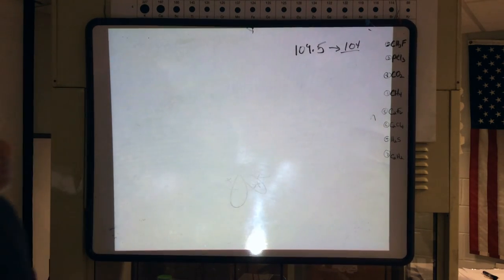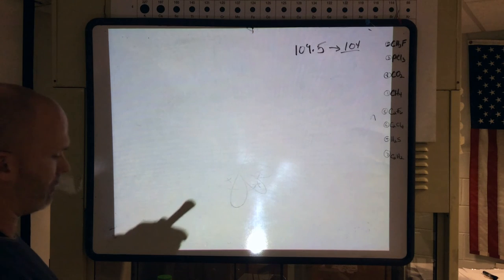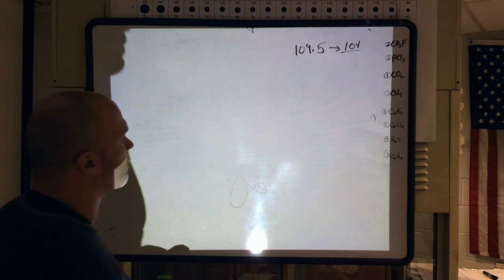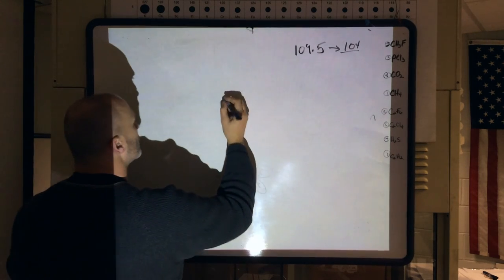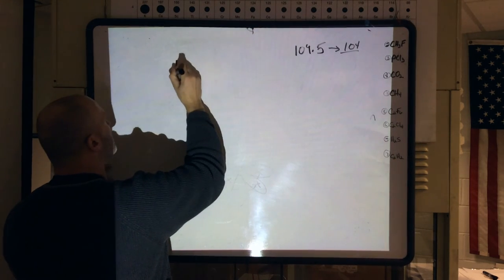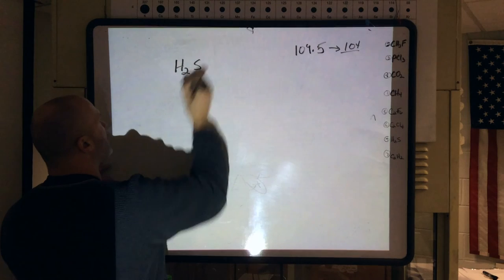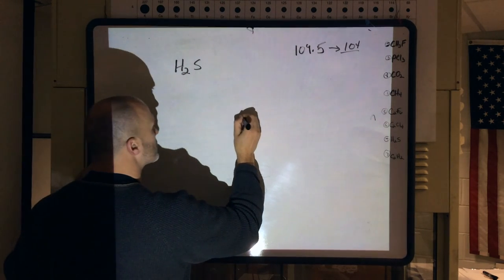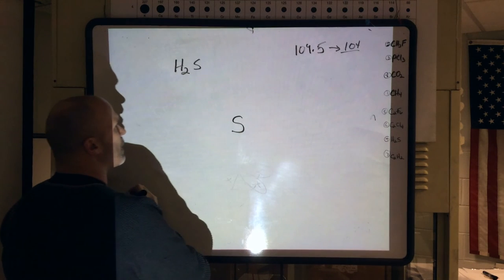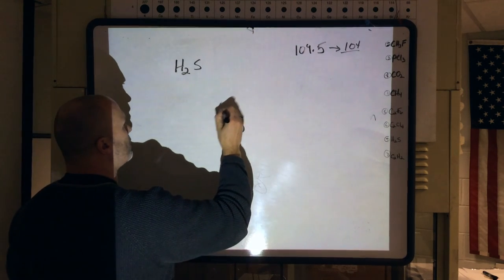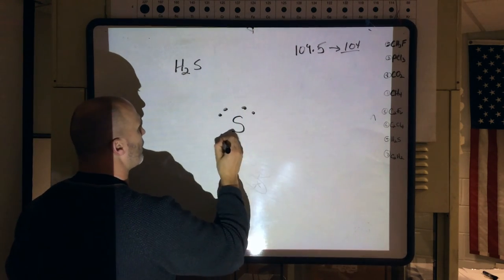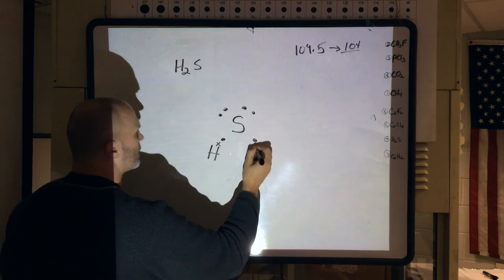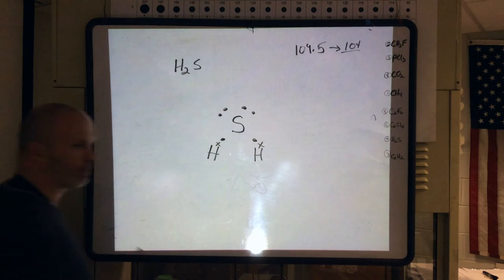So now we're going to get to number four. H2S. I like this one. Okay, H2S. So we know hydrogen's terminal, so now we're left with sulfur. So sulfur's in the middle, and it has 6 valence electrons. 1, 2, 3, 4, 5, 6. Hydrogen has 1.